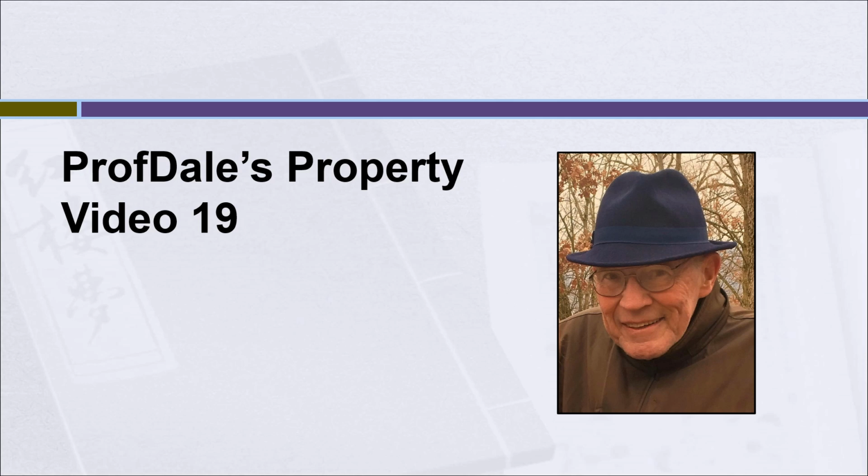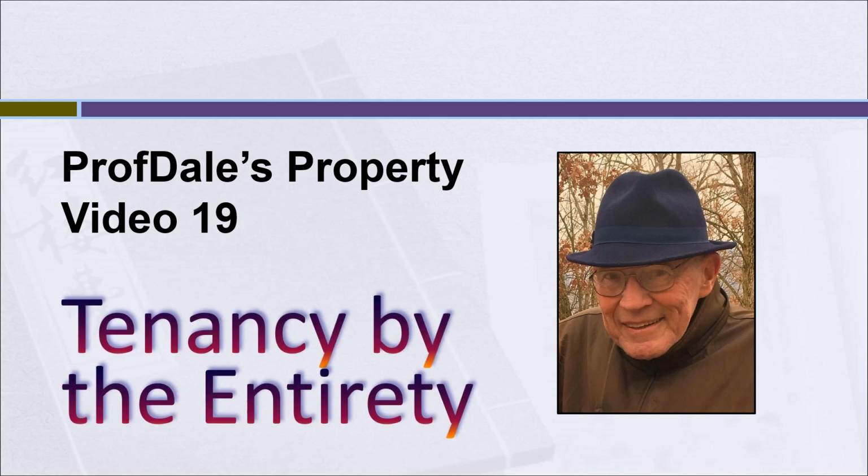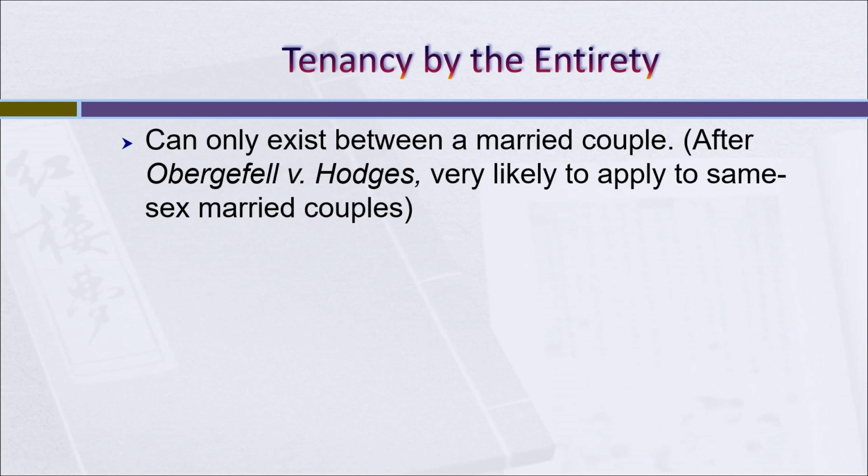In the previous videos, we've been talking about tenancy in common and joint tenancy with right of survivorship. But in this video, we're introducing a new form of co-tenancy, namely the tenancy by the entirety. Now, the unique thing about a tenancy by the entirety is that it can exist only between a married couple.